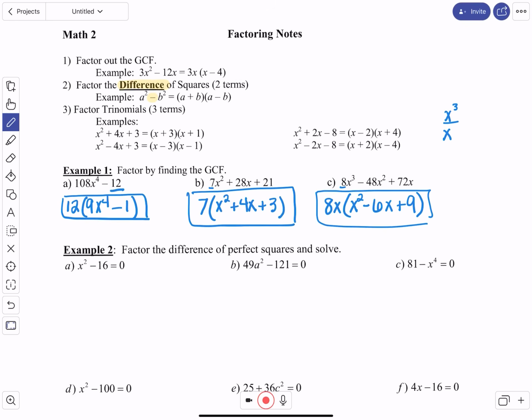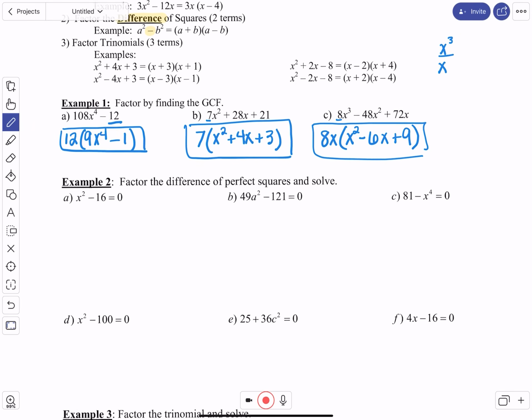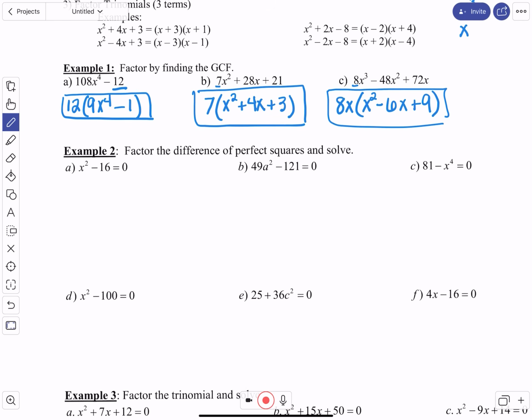Okay. Perfect squares on example 2. Factor the difference of perfect squares. So you definitely still look for GCF first. And you always want to make sure that it is subtraction, because if it's not subtraction, you can't do this method. So on A, you want to make sure it's x squared. The square root of 16 is 4. So think of it like this: x squared is going to break down to x. The square root of 16 is 4. And then all you're going to do is add them together, subtract them.